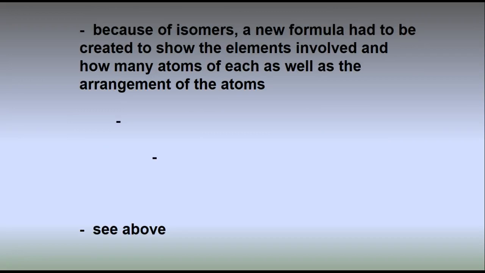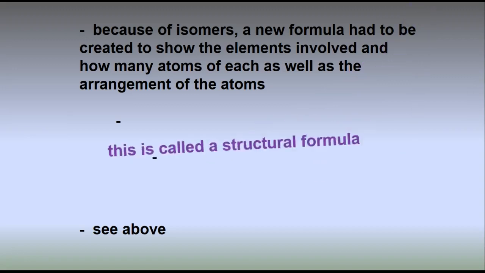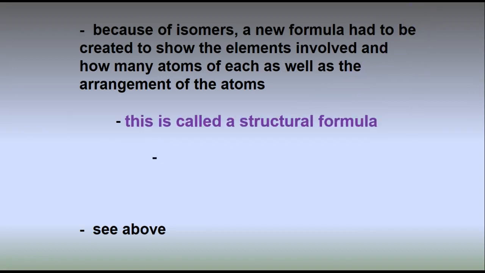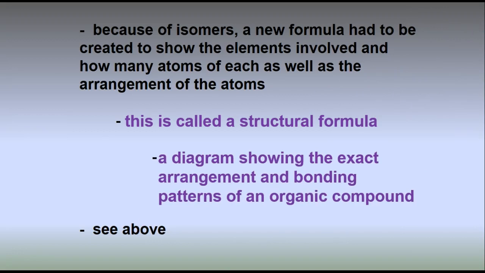So because of isomers, a new formula is created to then show the elements involved and how many of each, as well as the arrangement of the atoms. And so that is the structural formula. This is a diagram, by definition, which shows the exact arrangement and bonding patterns of the organic compound, and that's what I showed you above.